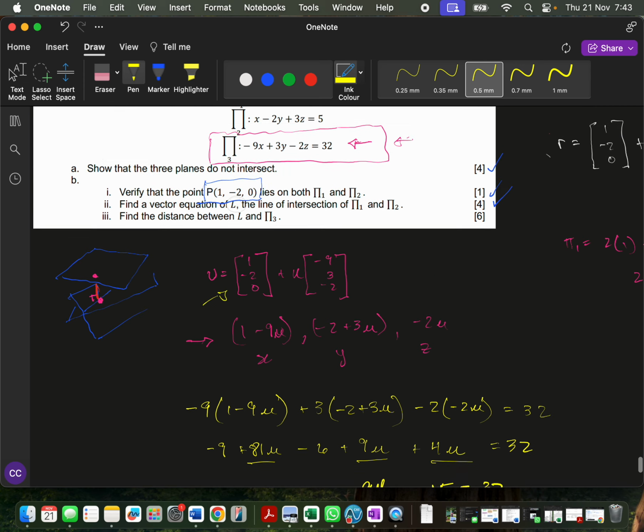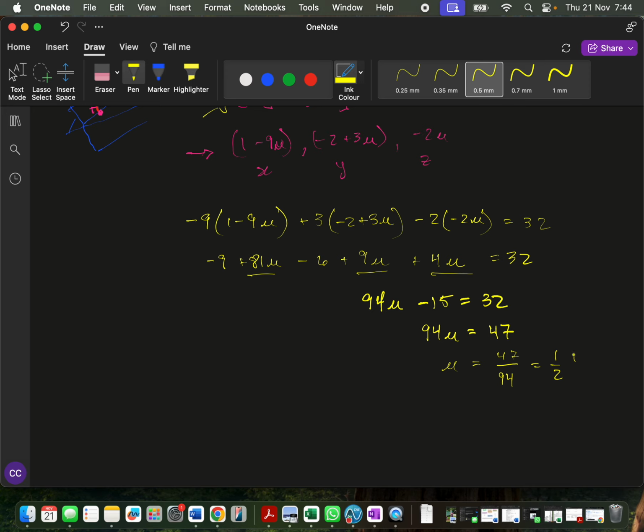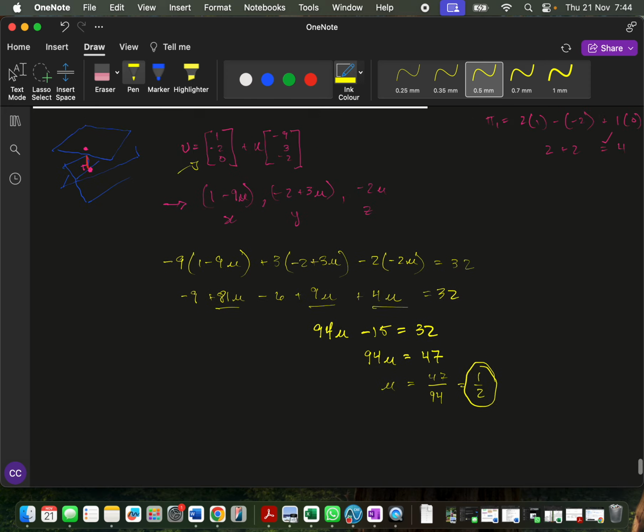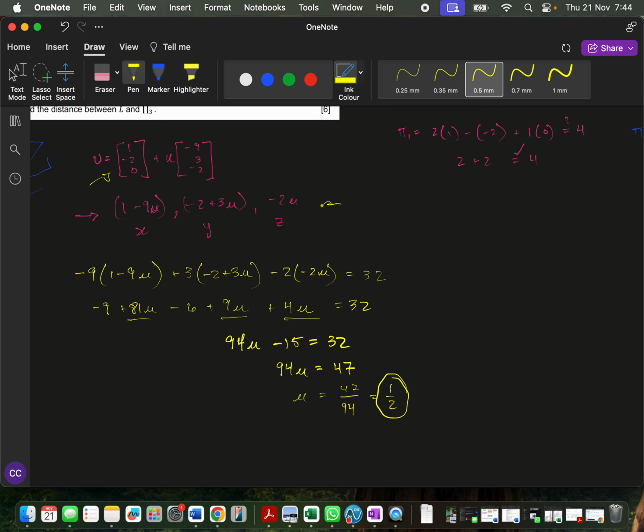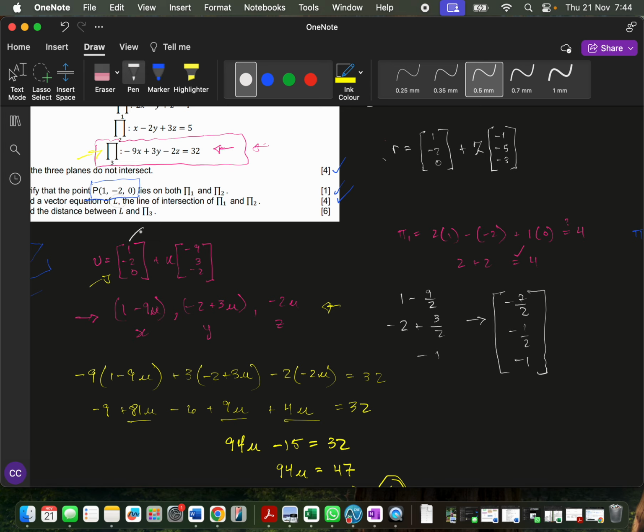All right, so we know that this line intersects this plane when our mu is 1/2. So now all I have to do is apply that 1/2 to these general expressions here. So the coordinates of that point would be 1 minus 9/2, and then -2 plus 3/2, and then -1, because 1/2 times that gets me there. All of this results in (-7/2, -1/2, -1). So the distance between this point and this point is what we're after.